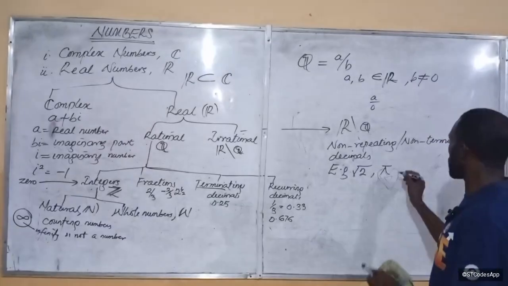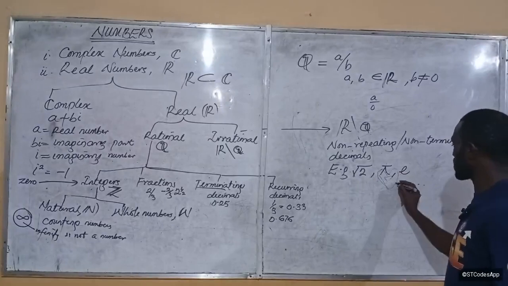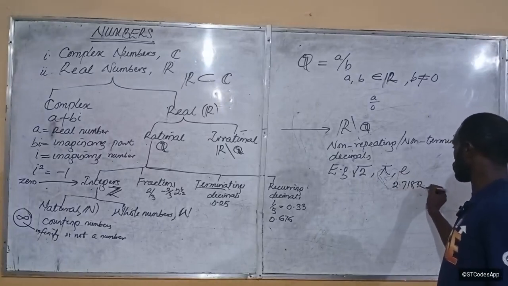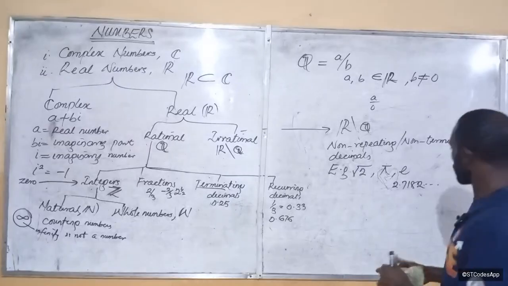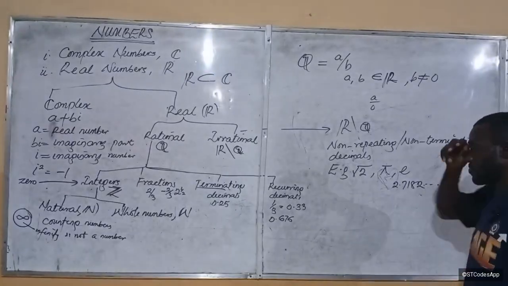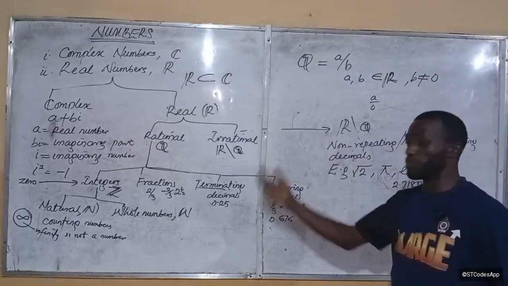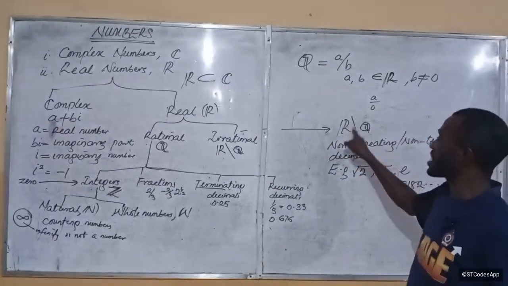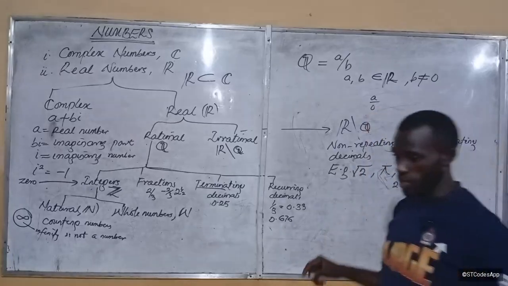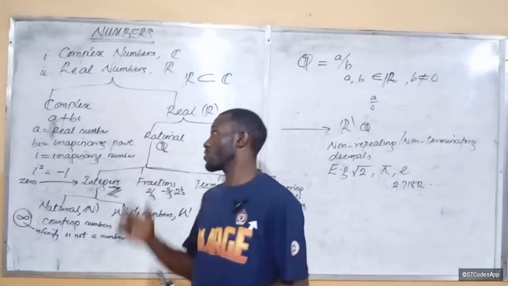Okay. Another example is your exponential. Exponential has the value of 2.7182. So this one is also non-repeating. The values are distinct. They are different. They are non-repeating. So they are called what? Irrational numbers. All right, so that will be it on classification of numbers.